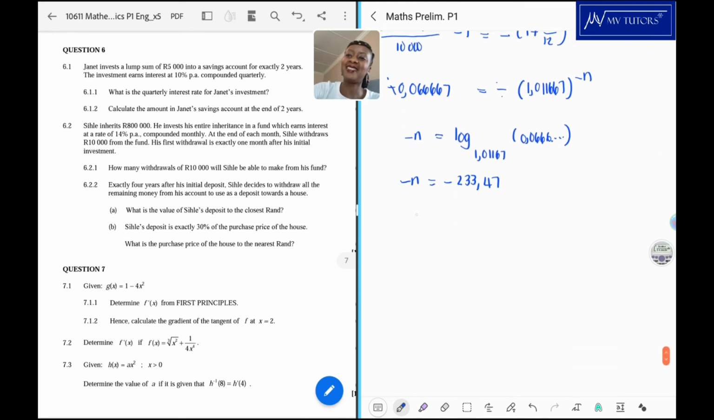Now, how many withdrawals of 10,000 can Sihle make? Well, when we're calculating for N, we do not use fractions or decimals. We must use whole numbers. So the negatives cancel, and then I'm left with 233 withdrawals.